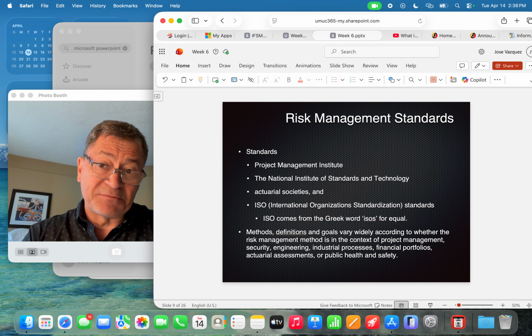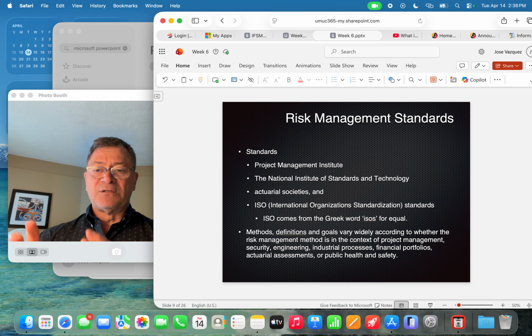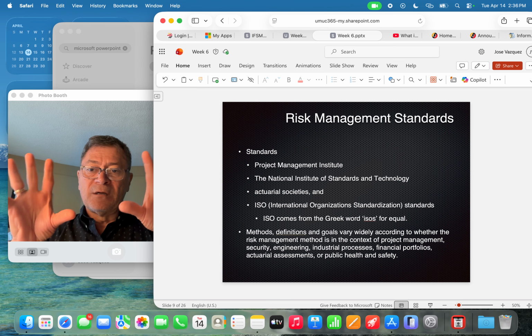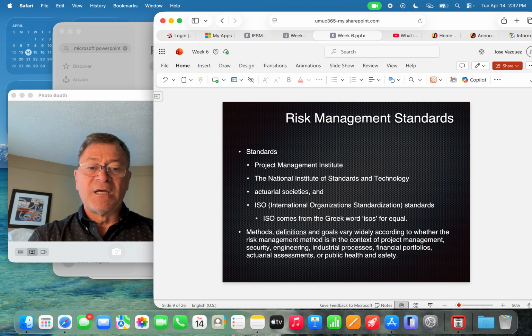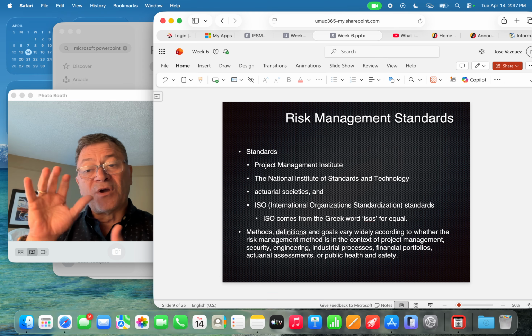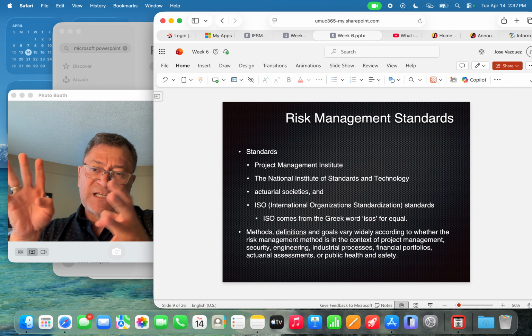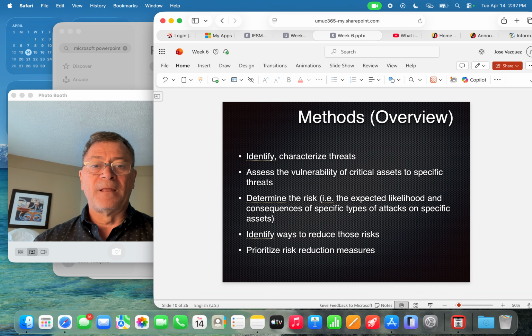Anyway, just wanted to say that. Methods, definitions, and goals vary widely according to whether the risk management method is in the context of project management. So that's one standard. Security requires a different security or risk management standard. If it's engineering, industrial, financial, portfolios, actuary, they all have some commonalities, but they have to be tailored to that particular portfolio or enterprise you're working with.